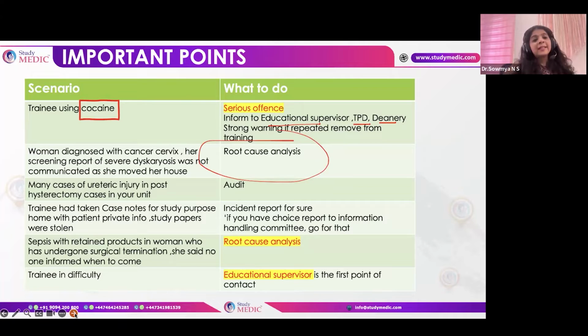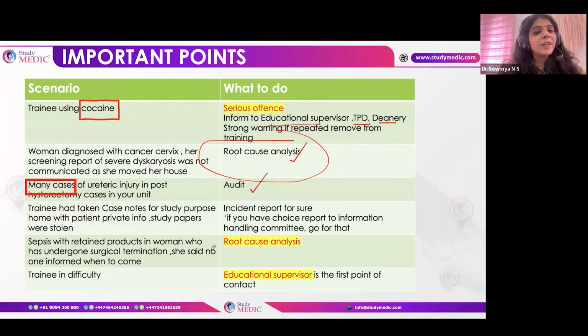Next, many cases of ureteric injury in post-hysterectomy cases in your unit. The buzzword is many cases. If it is one case, you do root cause analysis. If it is multiple cases, you do audit. Audit is to measure the practice.